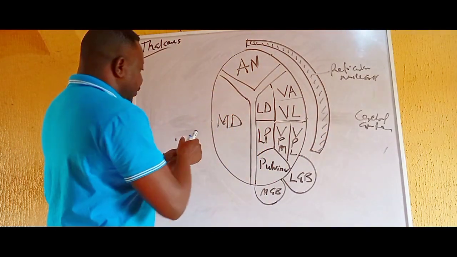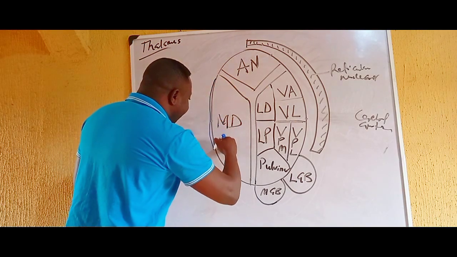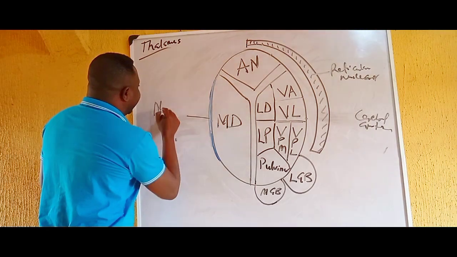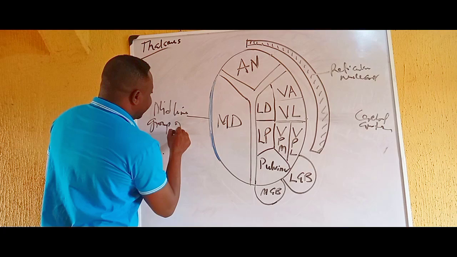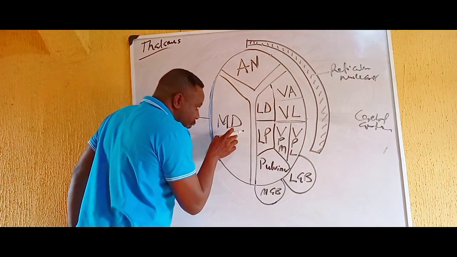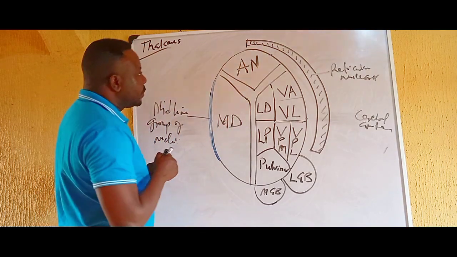And also, we have another group of nuclei that is actually called the midline group of nuclei. This is the medial group of nuclei, where we have the medial dorsal nucleus.